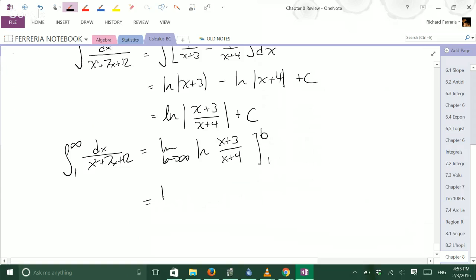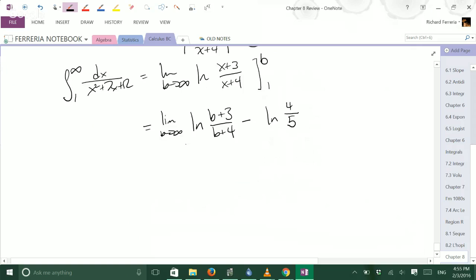This is equal to the limit as b approaches infinity of the natural log of b plus 3 over b plus 4, minus the natural log of 4/5. Okay, so what is this limit? Natural log of infinity over infinity, sure. What? Natural log of 1, yeah?